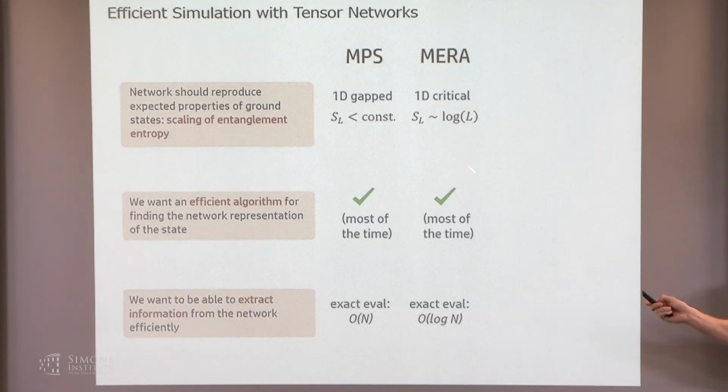So these are useful structures. They reproduce the correct properties. These are things we can optimize. These are things we can evaluate in general.